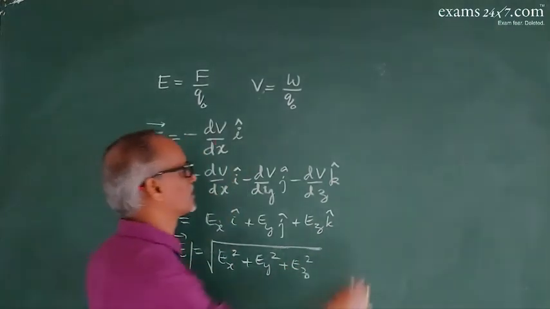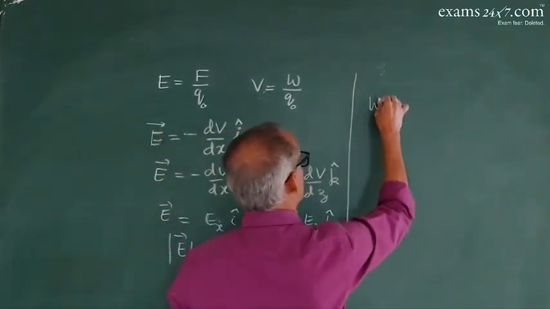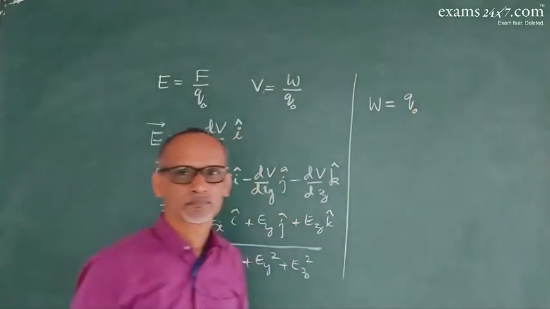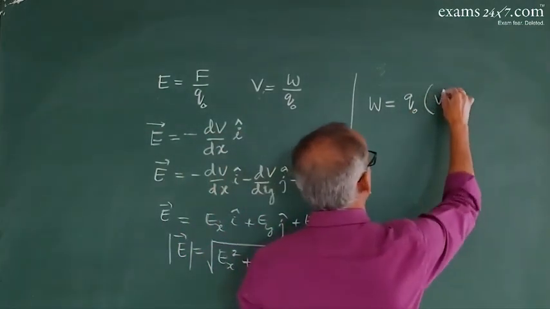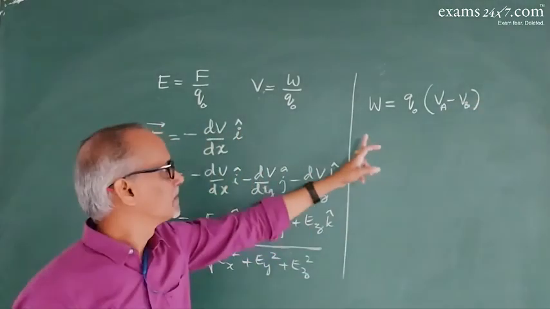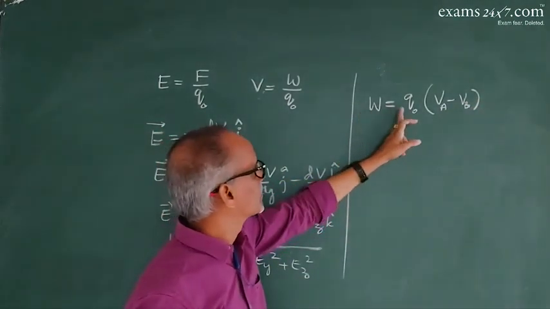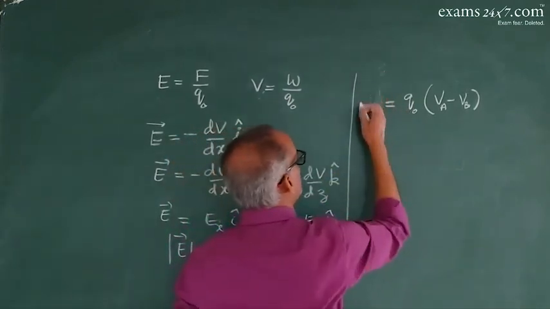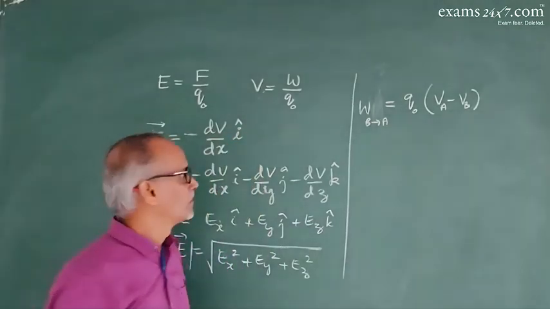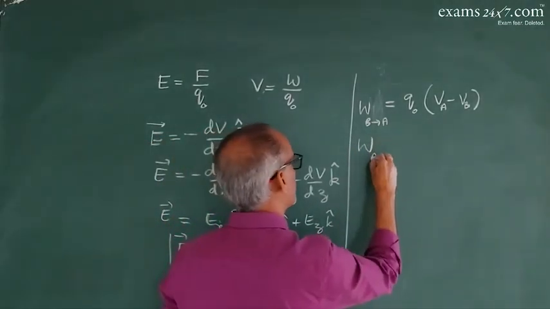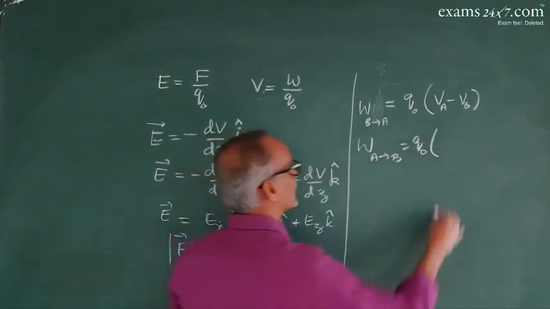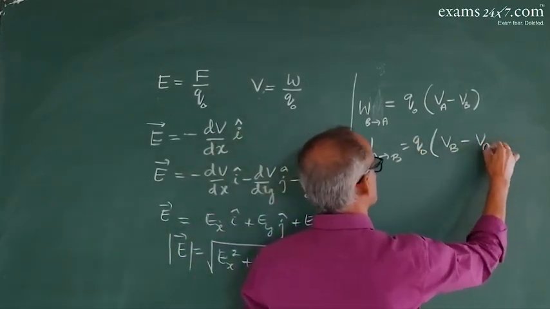With the help of potential, we can even measure the work done. Work done is equal to the charge moved into the potential difference, which is VA minus VB. So this is the work done in moving a charge Q0 from B to A. What is the work done in moving the charge from A to B? It's Q0 into VB minus VA.